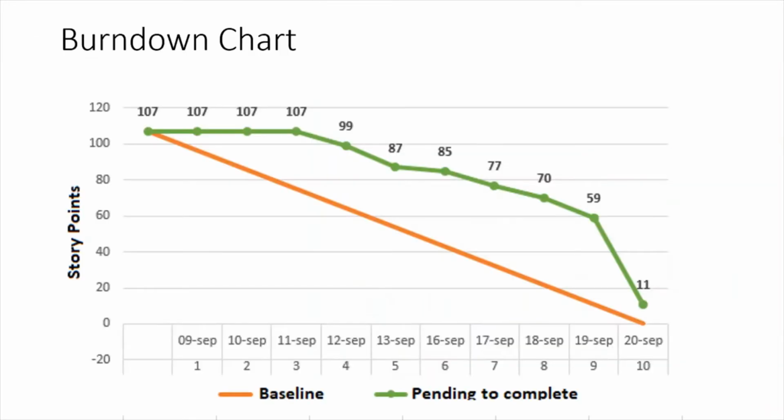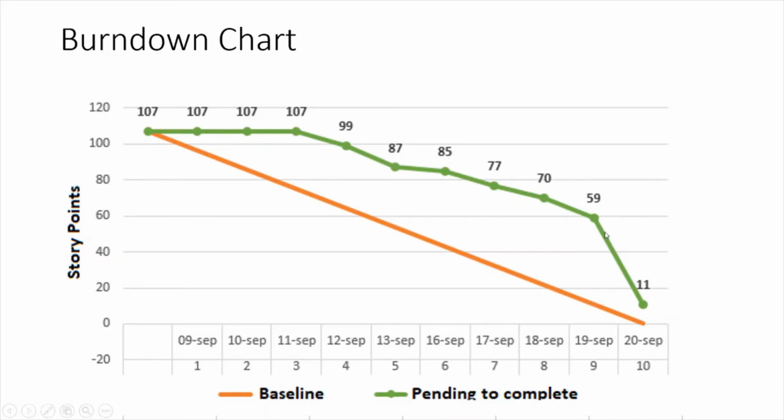The first one is the Burndown Chart. The Burndown Chart represents the amount of story points delivered, or as we say, burned, during the sprint. In this example, we have a sprint of 2 weeks, and 107 points for the team to deliver during the sprint. For the first 4 days we were at 107 points, and after that the amount of points dropped to 99, and then to 87, and so on.